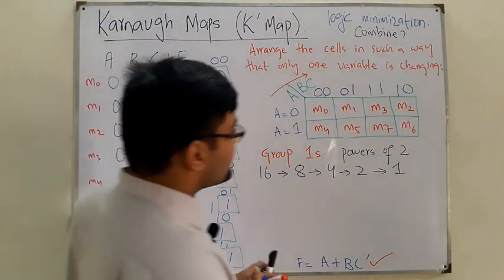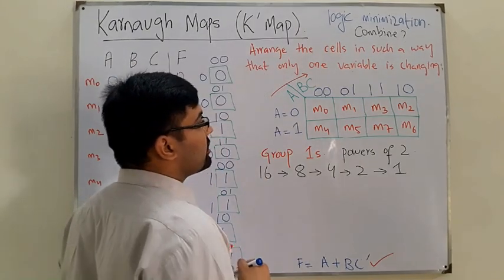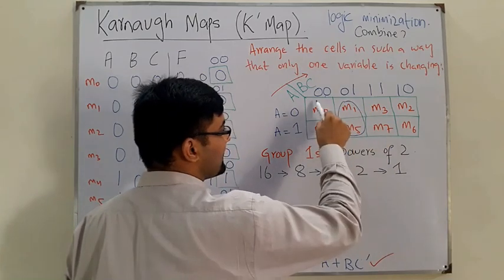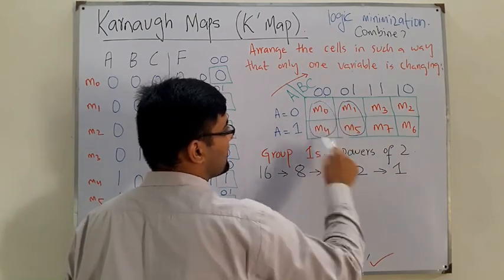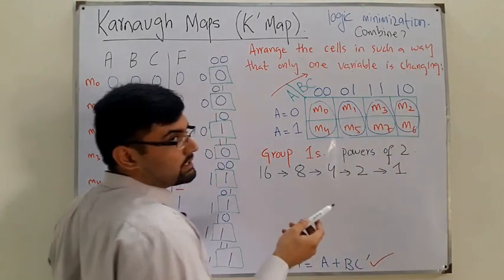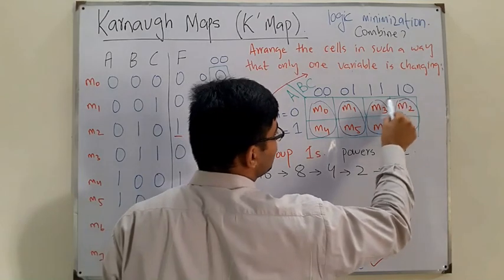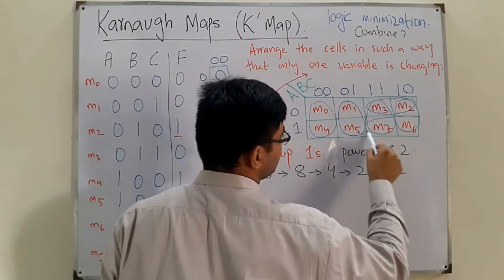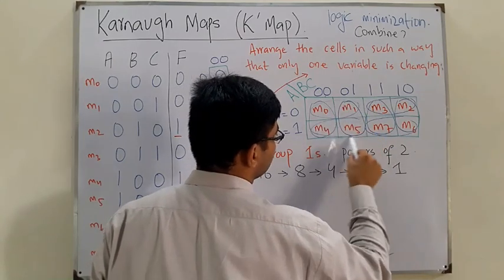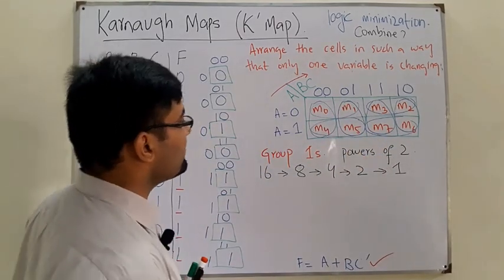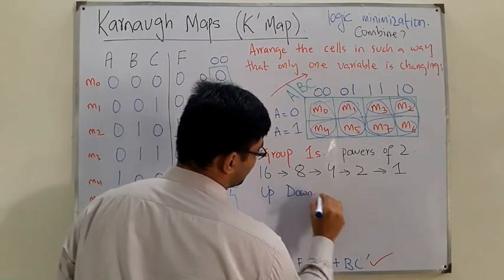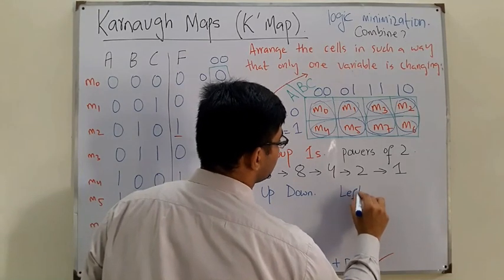But how to group? So you can group in any manner, okay? You can group it like this, up and down. Up and down similarly here. Up and down like this, up and down like this. Let's say 2. You can group from sides as well, like this. Alright, so let me write. How can you group? You can group up, down. You can group left, right, which means sidewise.